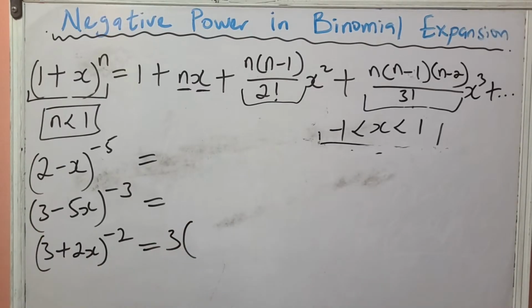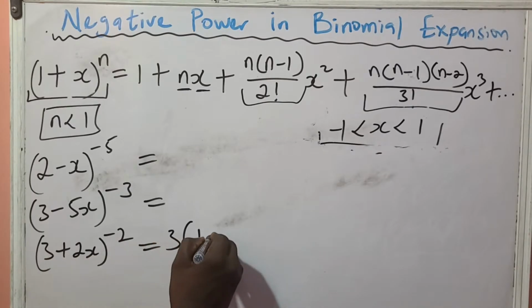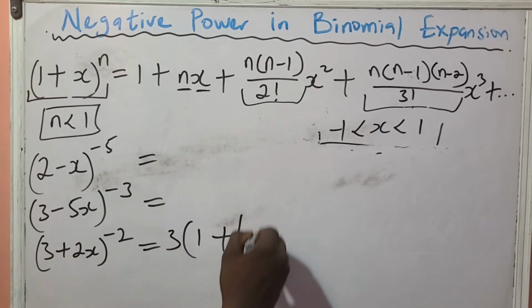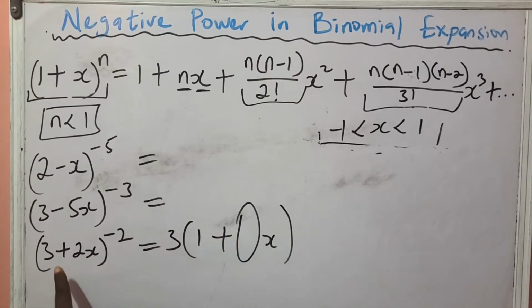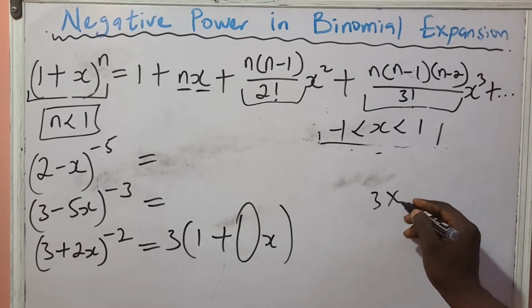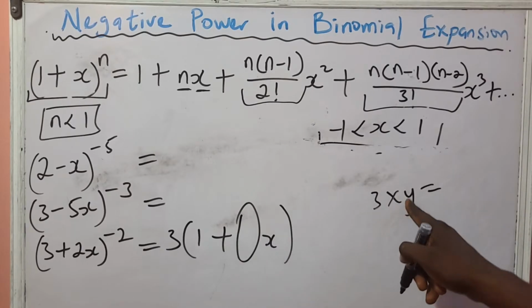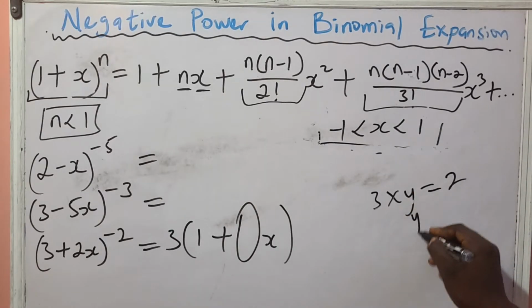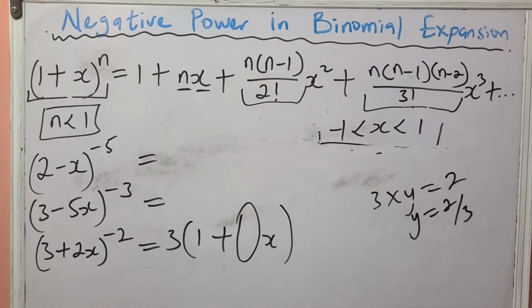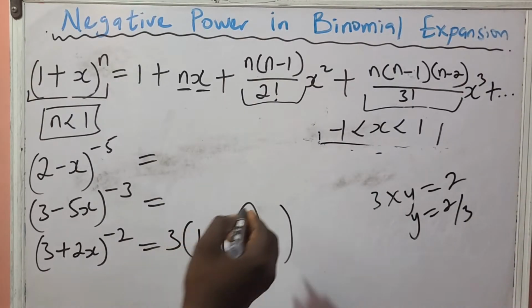That's the first thing. Then you'll be having 1 plus, now, something x. I do not know what that something is, because 3 times what will give me 2? That's the question I want to ask. 3 times y, that's what. The y here is representing what 3 times what will give me 2. Of course, my y will be 2 over 3. So it is okay for me to write 2 over 3 here.